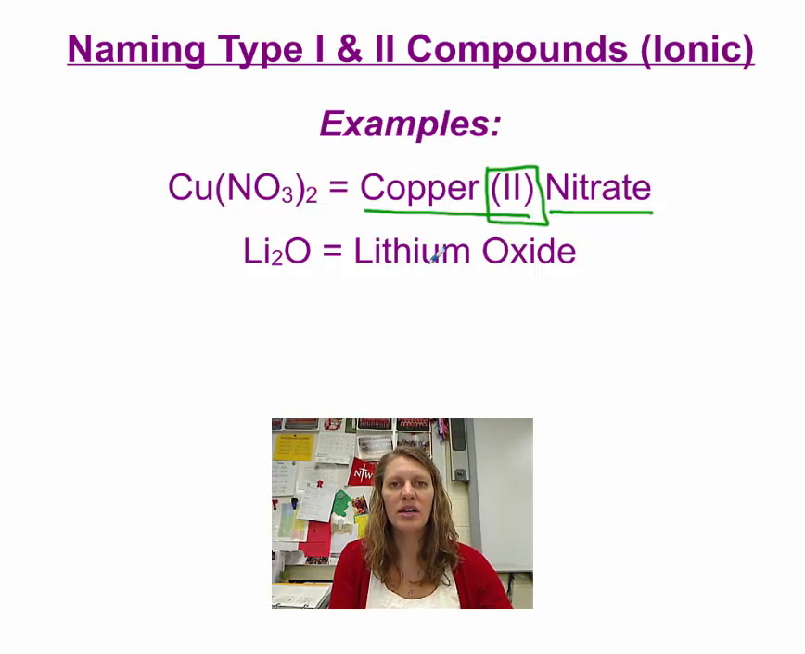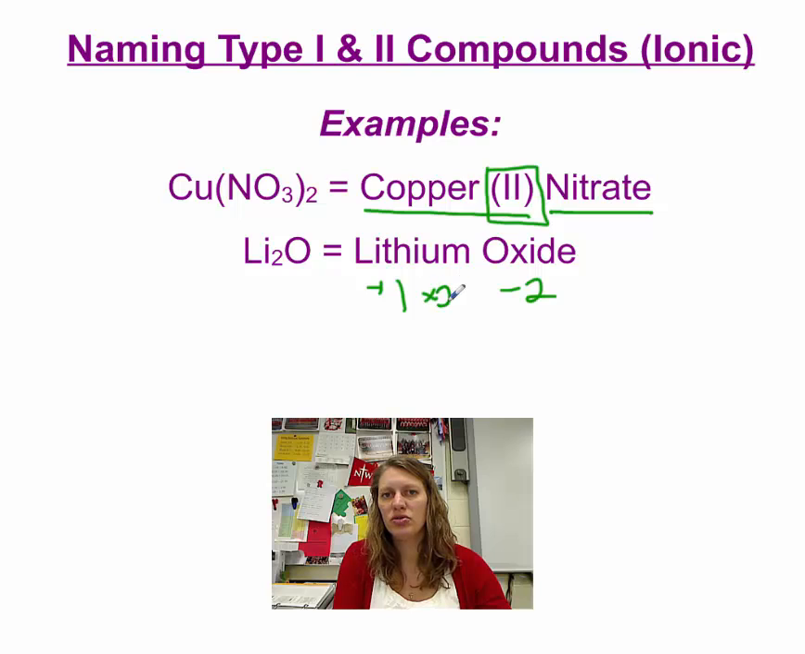The other rule that is last is that the total charges have to match and balance each other. So here for lithium, lithium on its own has a +1 charge, and oxide has a -2. So we need to multiply the +1 by 2 in order to get a total of a +2 charge, so that the +2 balances the -2. And we're going to talk about how to do that here in a little bit.